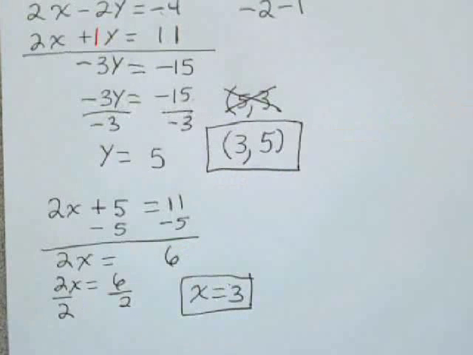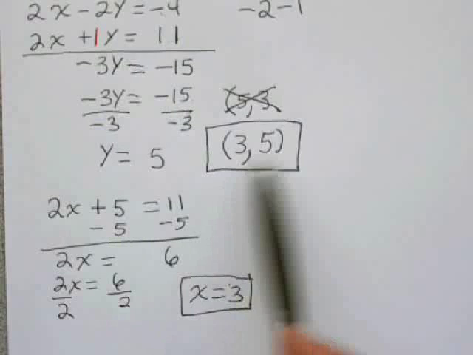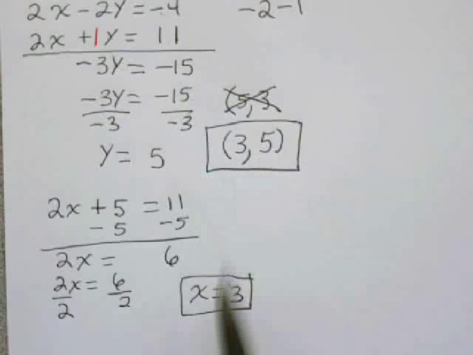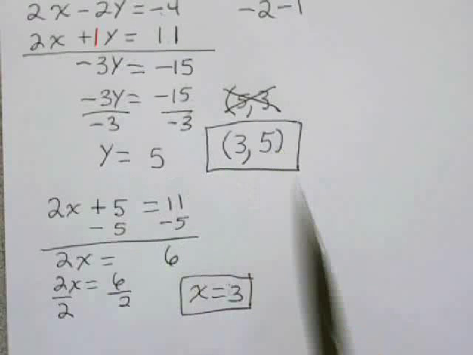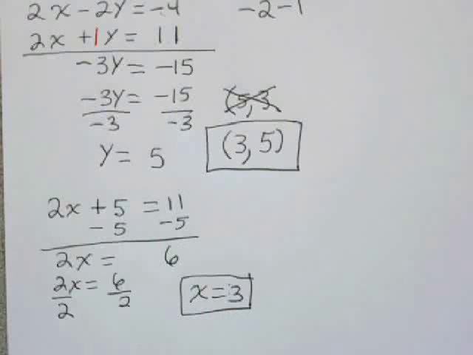And that's a common mistake, and I just made it, and you want to make sure you don't. Remember, when you write your ordered pair, it's always x and then y. So x is 3, y is 5. And that is solving a system using subtraction.